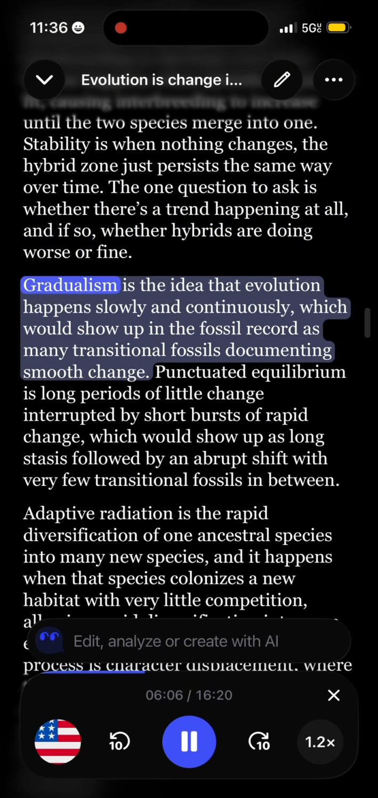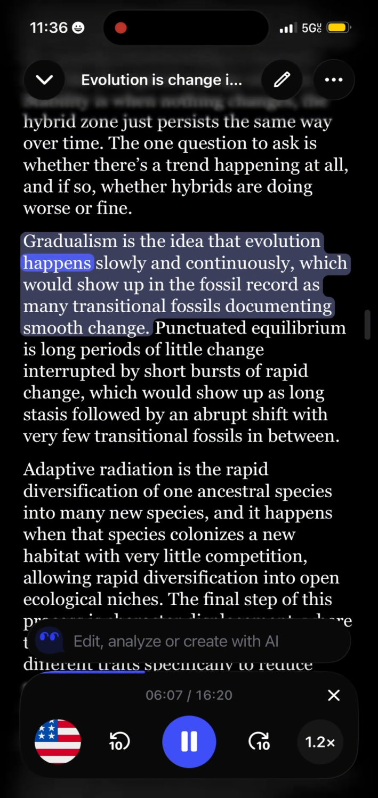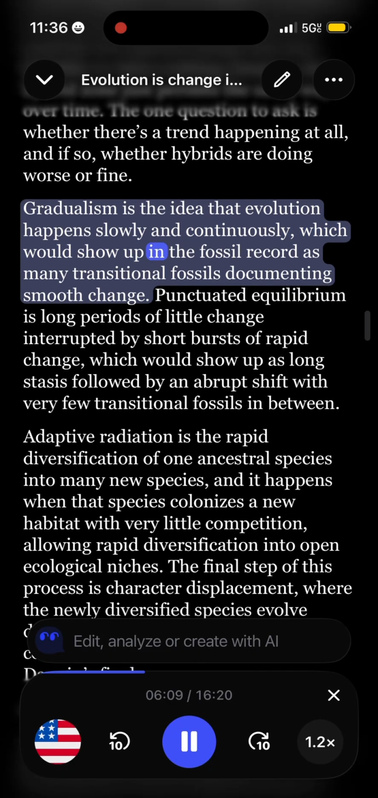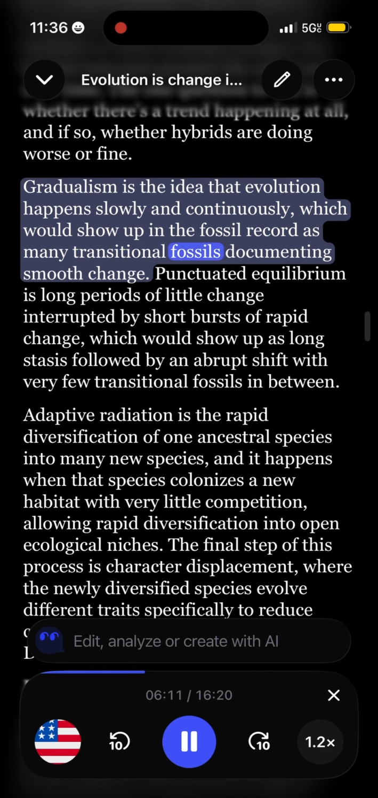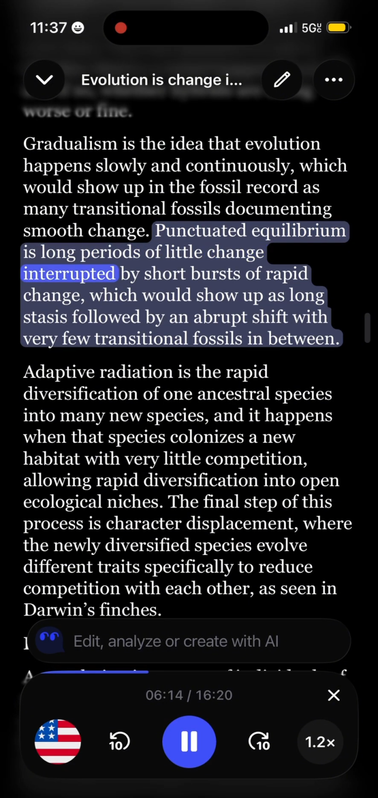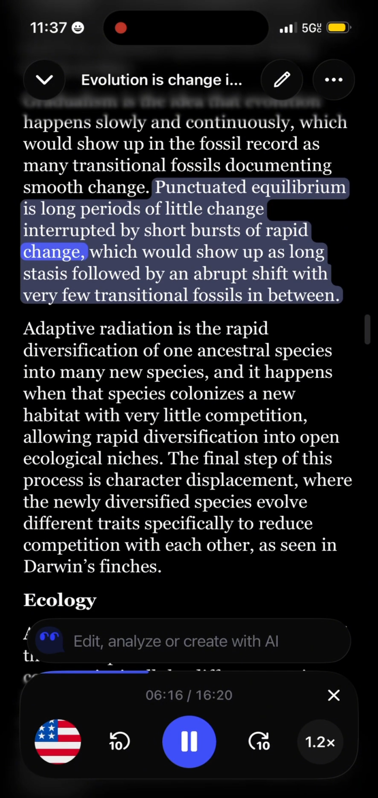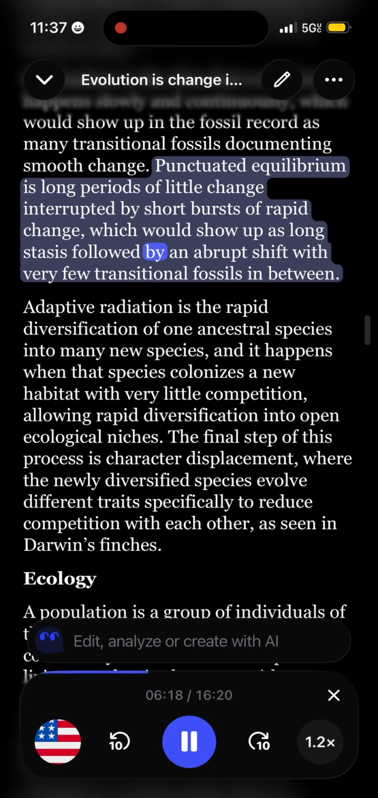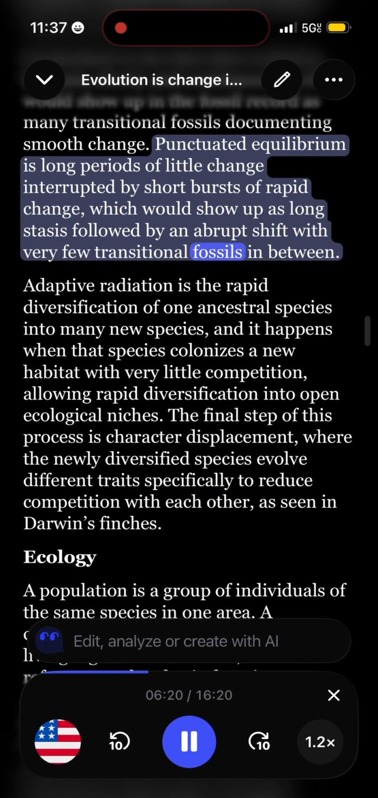Gradualism is the idea that evolution happens slowly and continuously, which would show up in the fossil record as many transitional fossils documenting smooth change. Punctuated equilibrium is long periods of little change interrupted by short bursts of rapid change, which would show up as long stasis followed by an abrupt shift with very few transitional fossils in between.